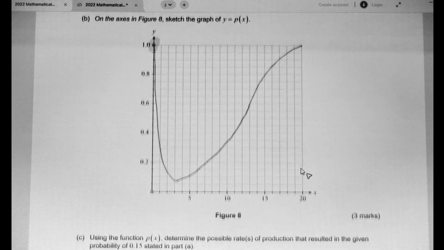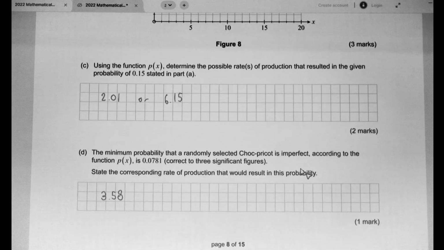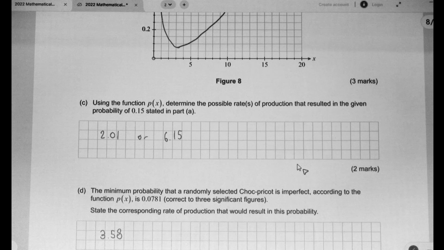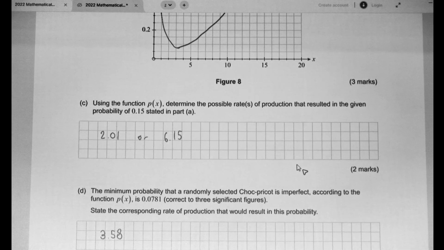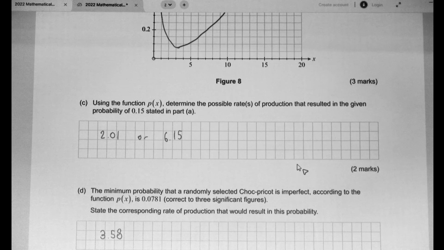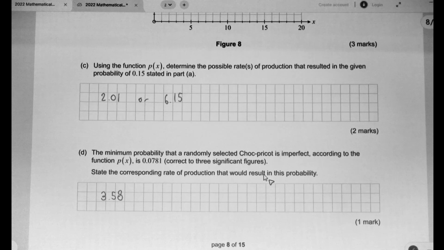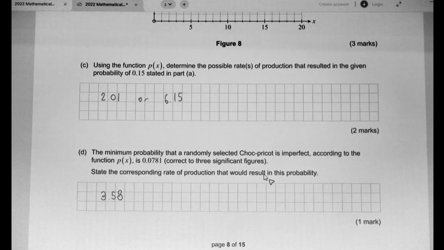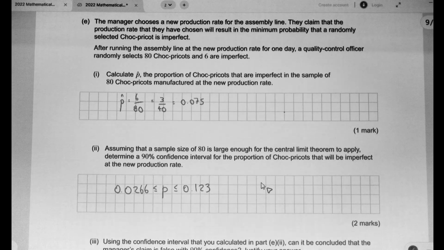So in part C, they had to do a bit of manipulation. Now, they couldn't just read it off their graph. We needed this to be pretty accurate. So 2.01 and 6.15. Lots of students found one answer, but forgot about the second one. You encourage them to use their graphic calculator for that sort of thing. Particularly, they shouldn't be reading things off a graph that they have drawn. Once again, a minimum probability using their graphic calculator. Don't read it off the graph.